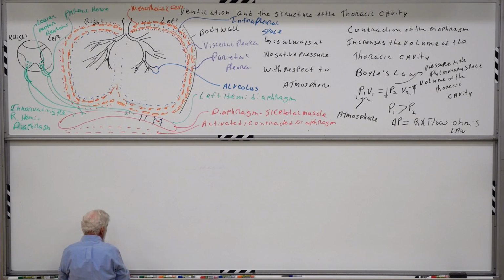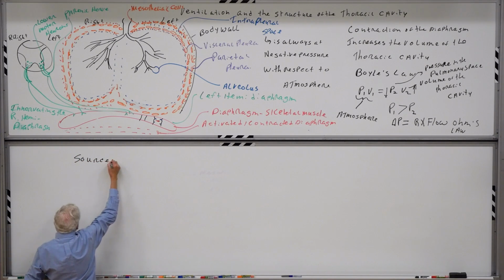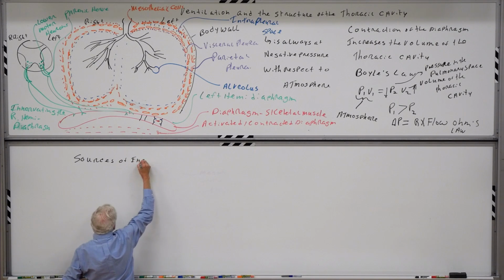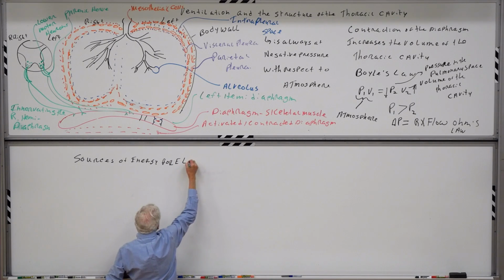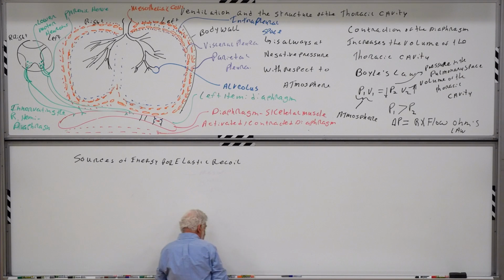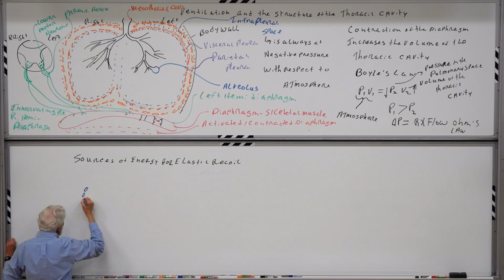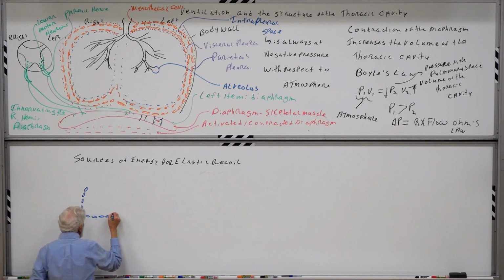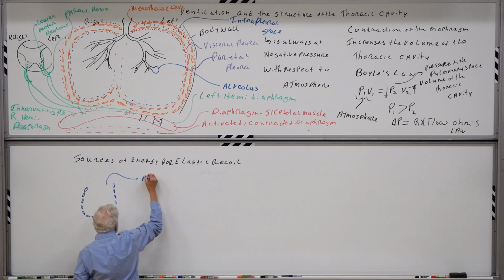So we'll start here with sources of energy for elastic recoil. Well, the first thing I want to do here is draw one of my overly simplified views of an alveolus, and I'll try to make it a little more rounded this time. So this is meant to be an alveolus.